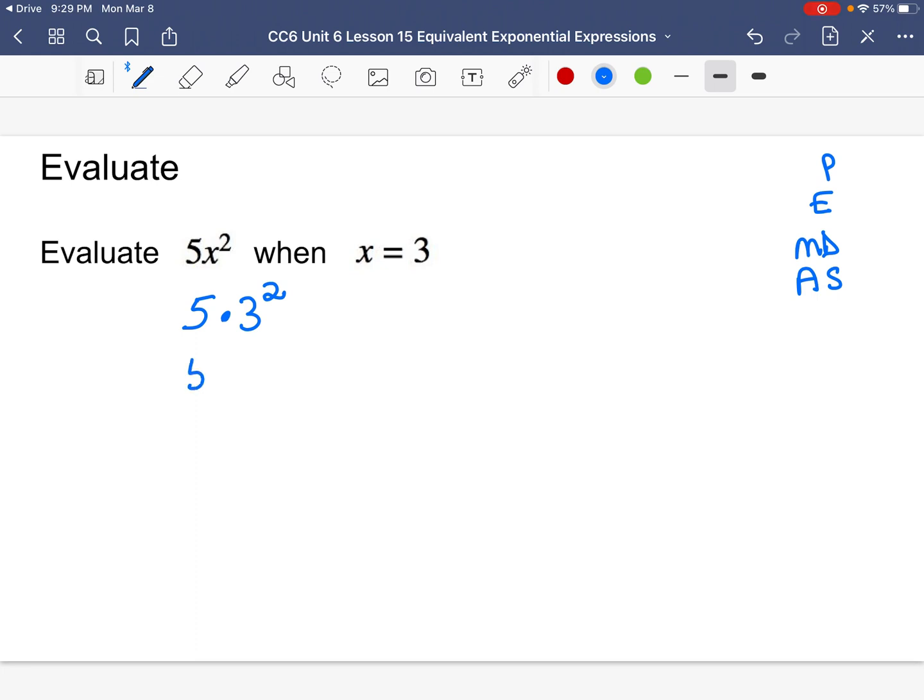So 5 times 3 squared, I'll do that over here to the side in a different color, means use 3 2 times in a multiplication expression. 3 times 3 is 9. So it's 5 times 9, which is 45.